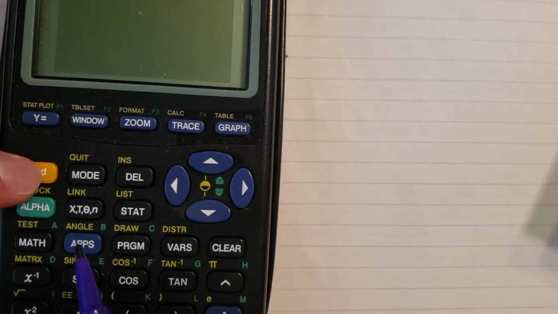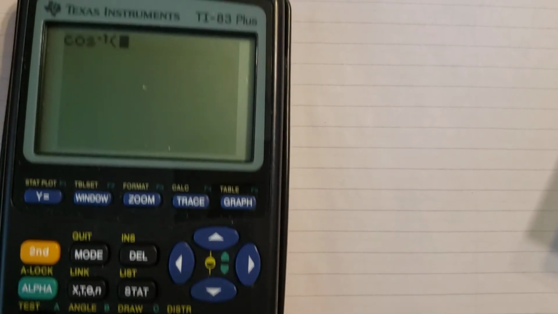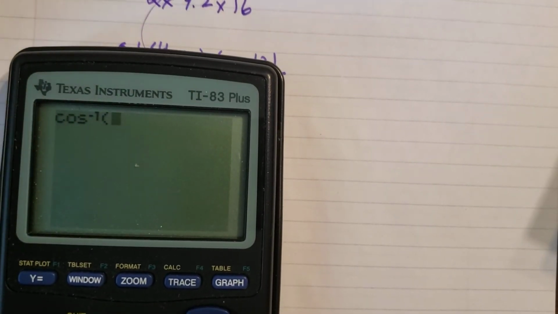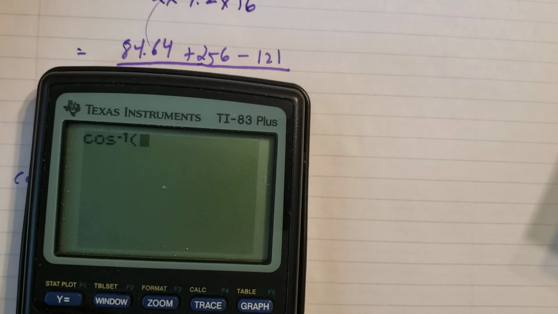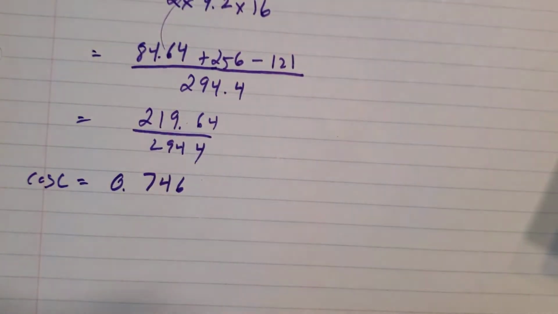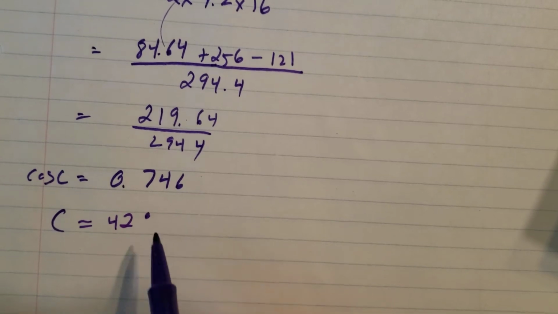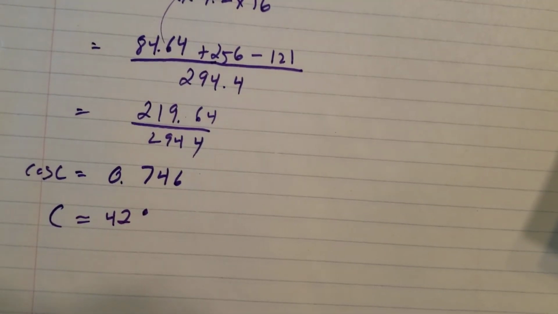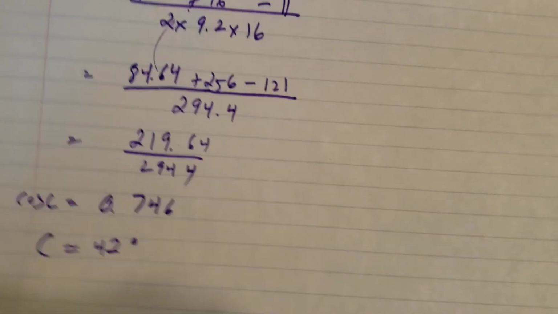So I'm going to have to press second function, then cosine, and that brings me this cos little negative 1. And I type in the number that I have, which is 0.746. So I'm going to type in 0.746. Which gives me 41, approximately 42 degrees. So C is about 42 degrees. Okay, so that's a first example. Let's look at another example.